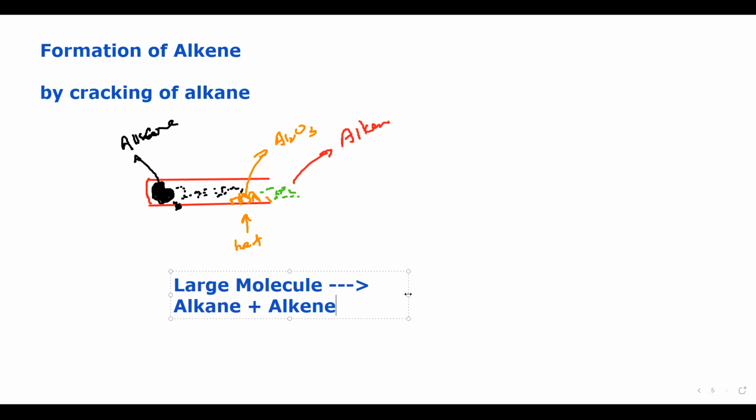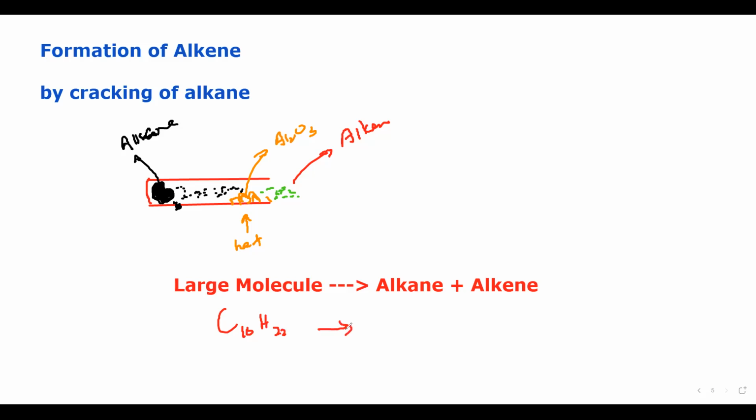So the large molecule decomposes into lighter breakdown products. For example, if we have C10H22, when we crack it, it becomes a smaller molecule like C5. And if it's an alkane, the number of hydrogens will be twice the carbons plus 2. So 5 multiplied by 2 is 10, plus 2 is 12. And the remaining C5, how many hydrogens will this have? This will have 10 hydrogen.